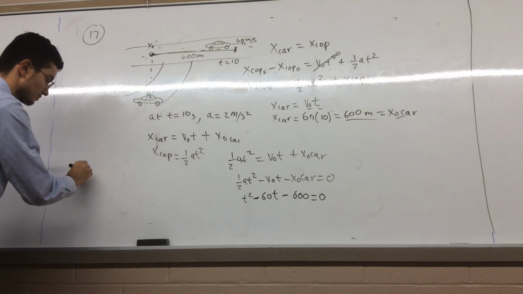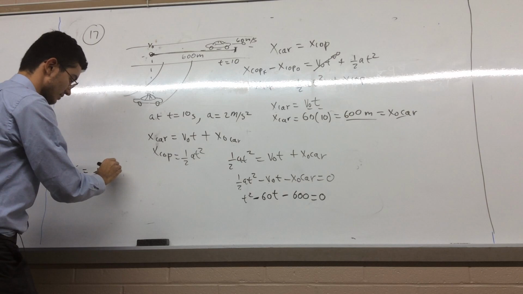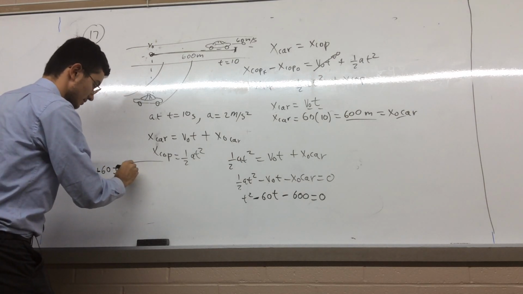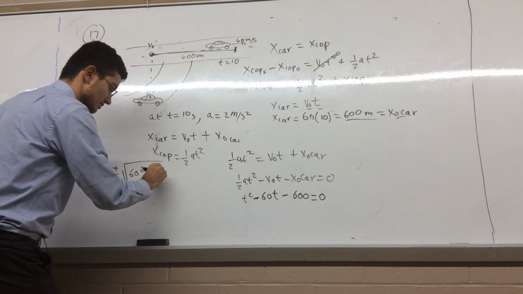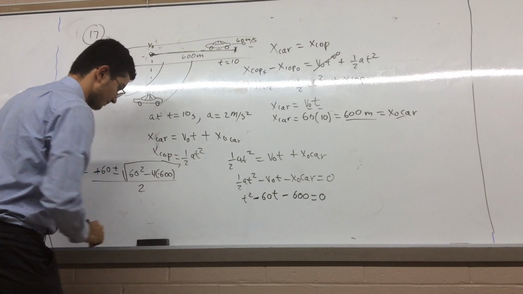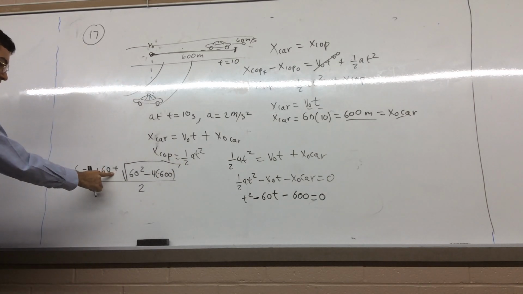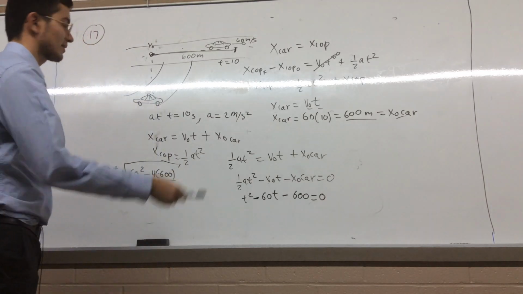If you don't, you have to use the quadratic formula. So t is equal to negative b, so positive 60, plus or minus the square root of 60 squared minus 4 times a c, so minus 4 times negative 600, all of that divided by 2. You only take the positive value, because we don't have negative time. You can't travel backwards in time.